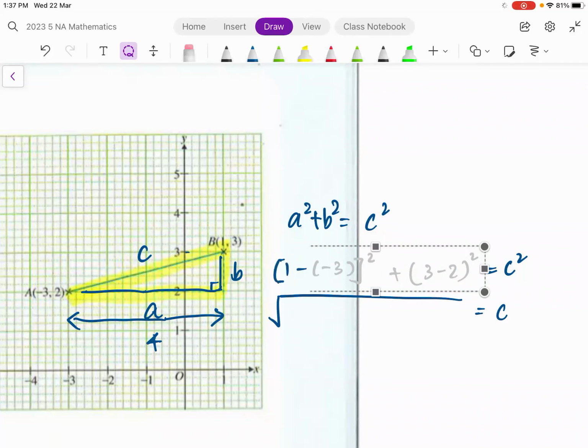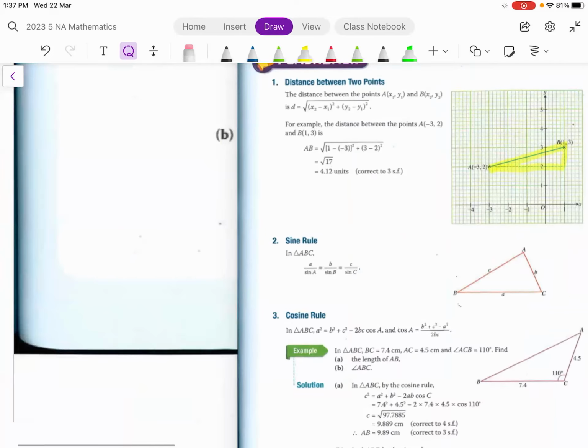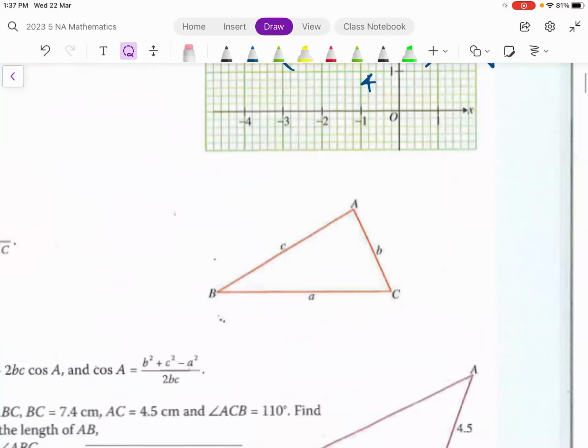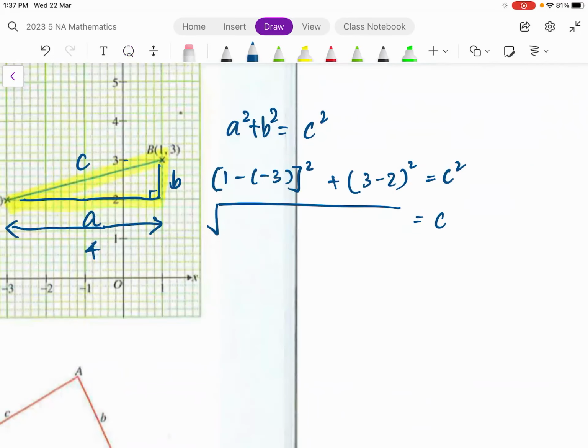B. Why cannot paste? Okay, never mind. So do your calculation, we get 4 squared, which is 16, plus 1. So C will be equal to square root of 17. Of course, you can find out the 5 SF and then round off to 3 SF. And the units will be units.